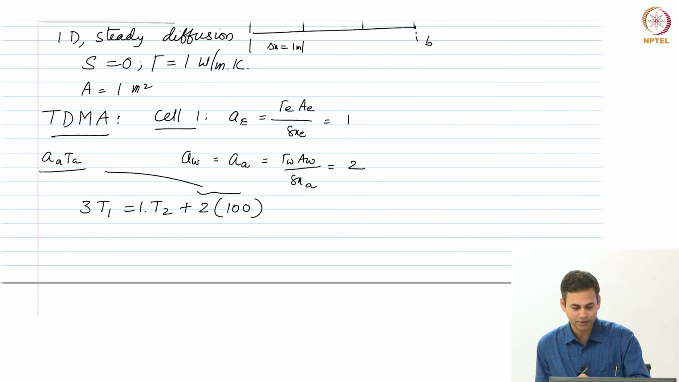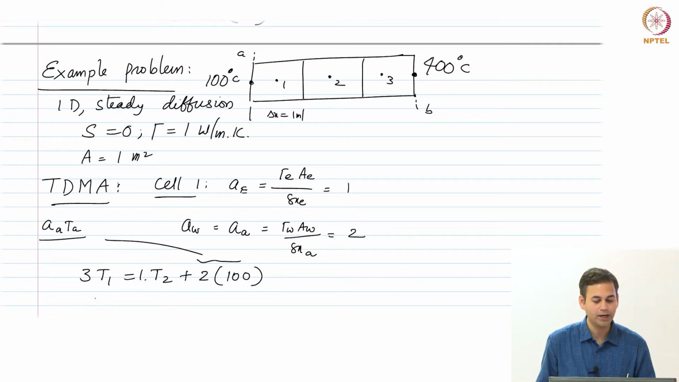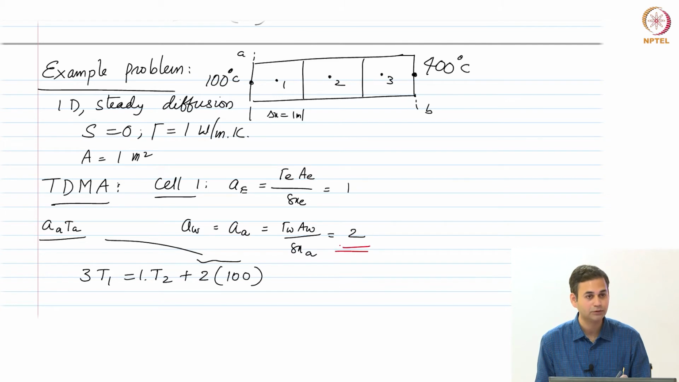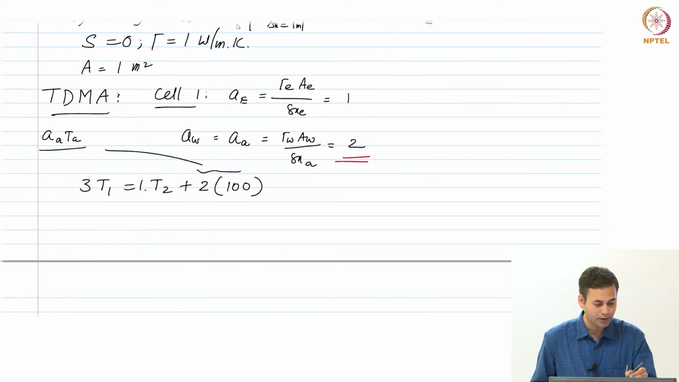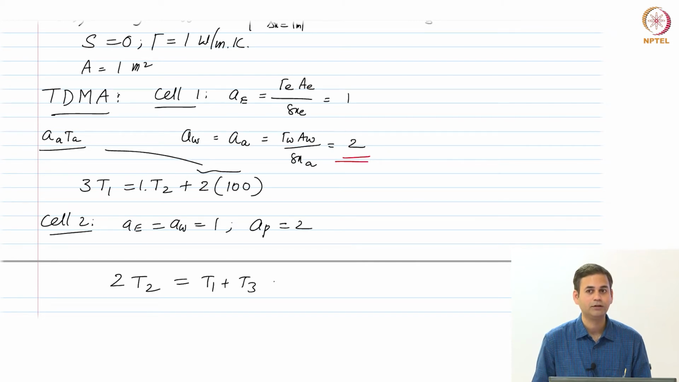Then let us write the other equation. Now it is very easy, just by looking at it you can tell me what would be the equation for cell 2. Would you get this kind of term like 2? No, because you do not have boundaries, you have cells 1 and 3. So east and west would come out to be 1 each. So for cell 2, A east equals A west equals 1, and AP is 2. That means the equation for cell 2 is 2 times T2 equals T1 plus T3 plus 0, right. Source is not there, boundary condition is not there, nothing is there.